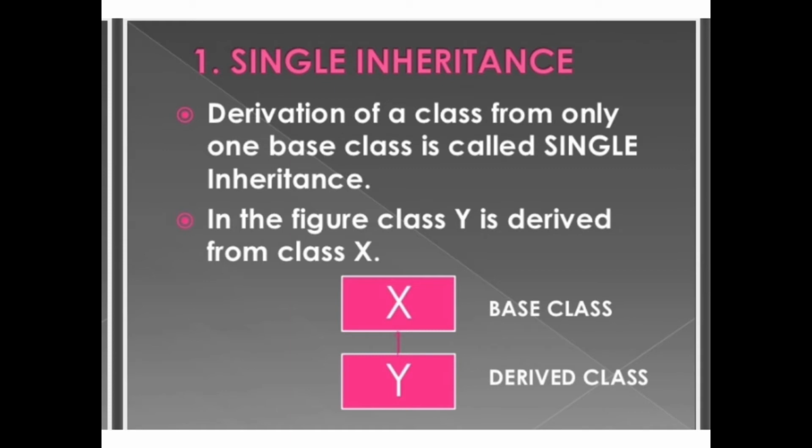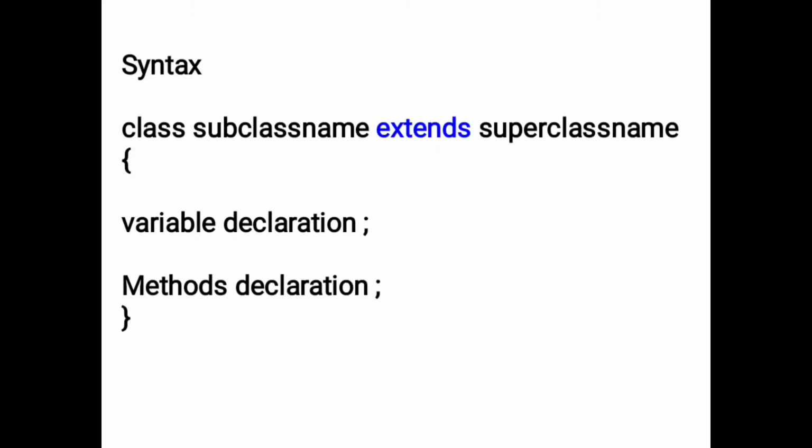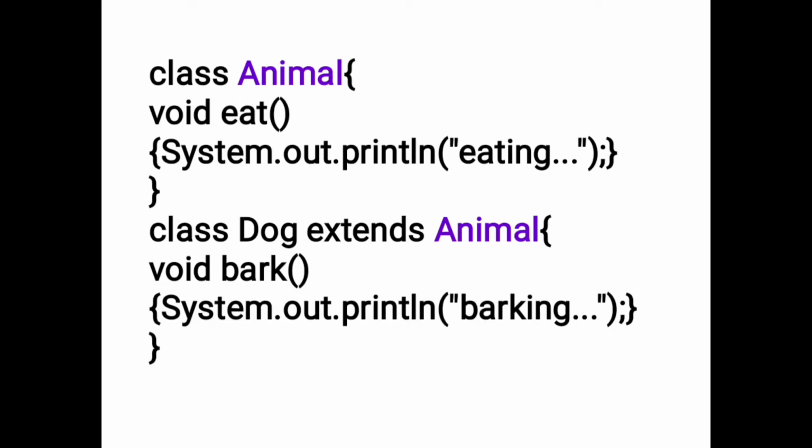In the figure, class Y is derived from class X. As shown in the figure, X is a base class. Some properties can be used in the derived class, that is Y class. And the syntax of the subclass is: class subclass name extends superclass name, and inside the class body write the variable declaration and method declaration. And this is the example of single inheritance.